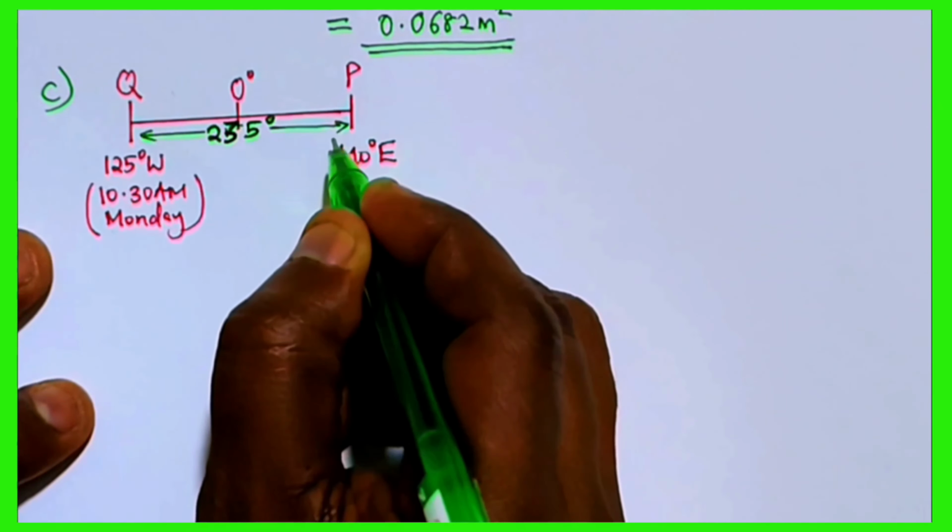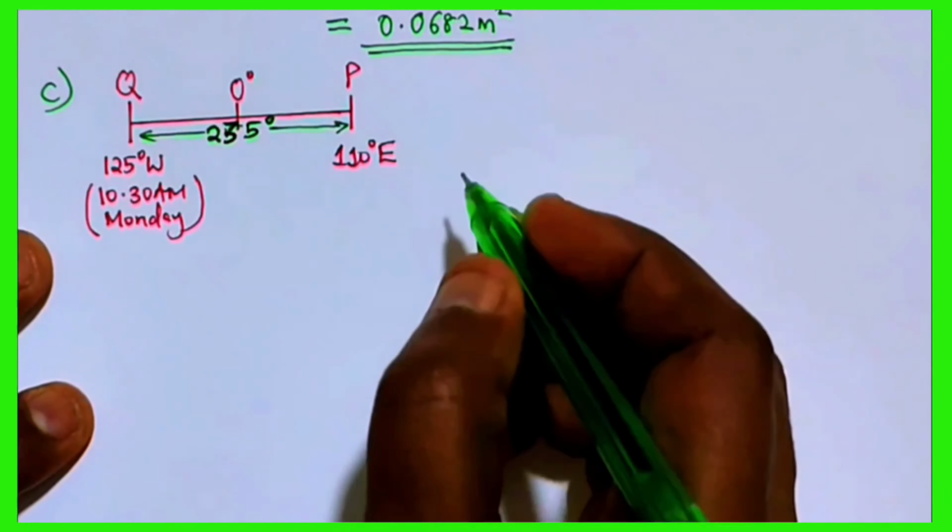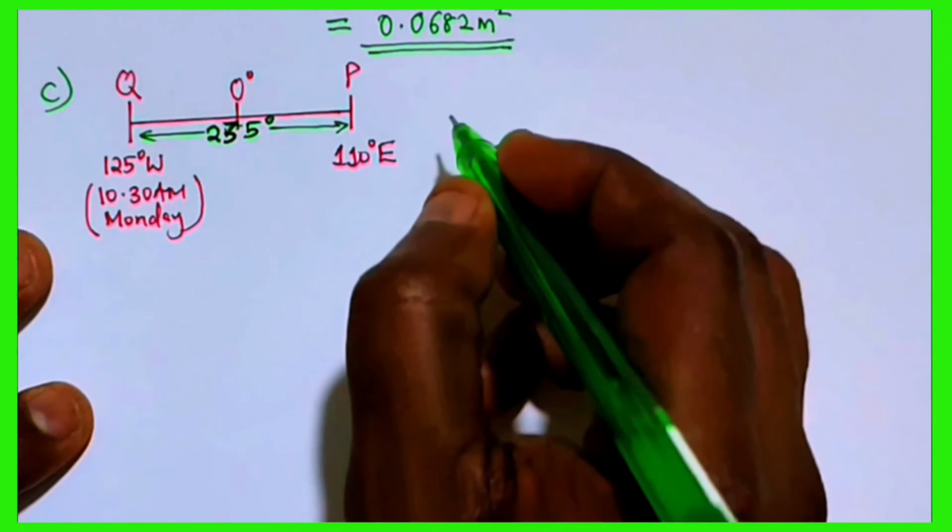So therefore we need to know the difference in time here. We are going to say that if 1 degree will be equal to 4 minutes, what about 235 degrees will be equal to how many minutes? By cross multiplication here, we are going to have 235 multiplied by 4 and then divided by 1. So the solution we are going to get is 15 and 2 over 3 hours. And when you convert this time to hours and minutes, you're going to get 15 hours 40 minutes.